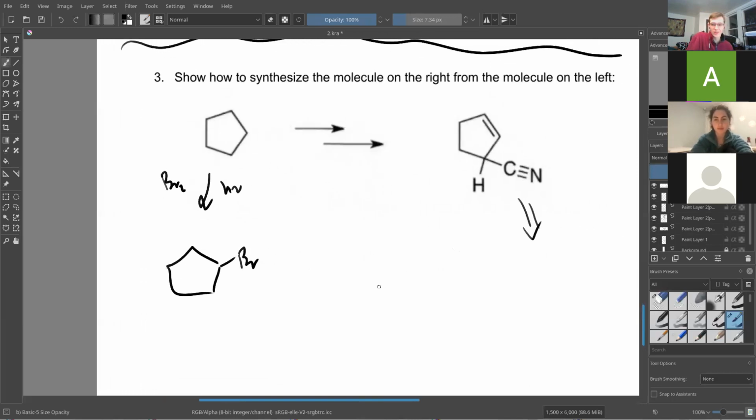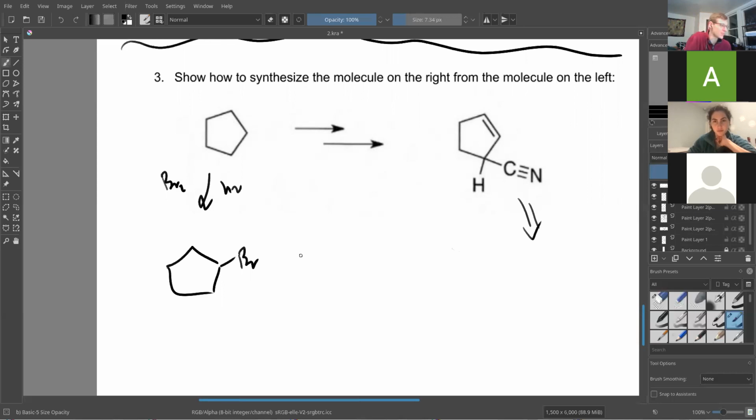Okay. And then we've got to do a couple of steps in between, and then we get to the ending product. Well, you might know what to do from here, especially because there's this double bond in the product, and that's a little bit suggestive.